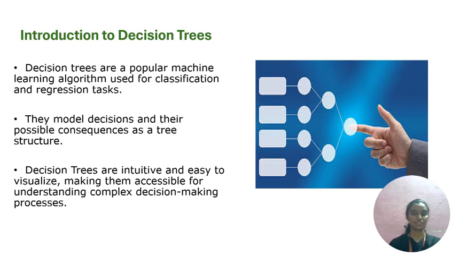The introduction to the decision trees. The decision tree is one of the types of trees used in the popular machine learning algorithm, used for the regression task. They model the decisions and their possible consequences as a tree structure. The decision trees are intuitive and easy to visualize, making them accessible for understanding complex decision making processes. The decision tree is one of the simplest ways to understand the given data by dividing it into many branches, which can give the output in a much easier way.